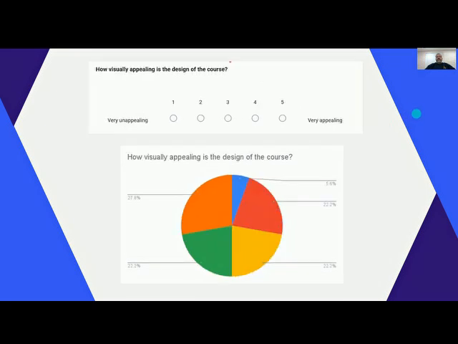How visually appealing is the design of the course? The course was placed in a Google Classroom since that is the LMS that my district uses. So I was somewhat limited in the amount of graphics that I could put into some of the assignments on the course. You can see this respondent gives me a 1, but the other 95% of the respondents gave me 3s and 4s.